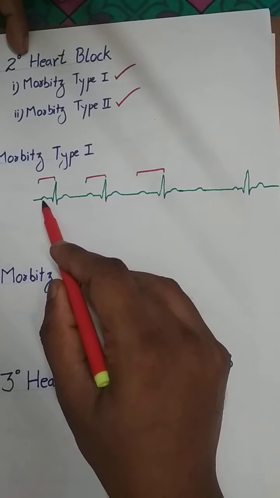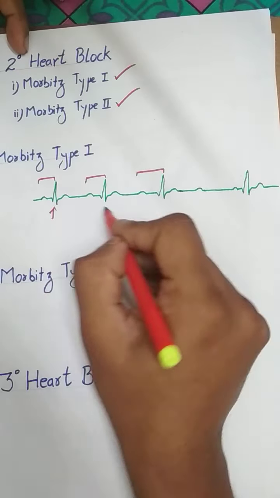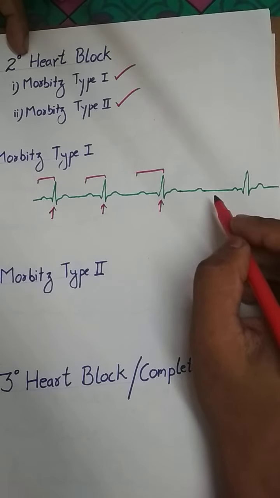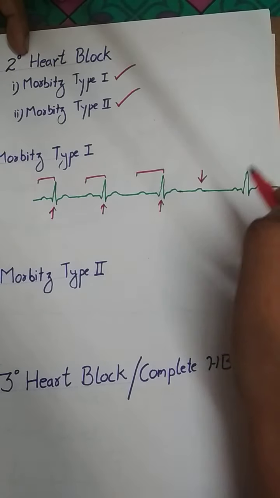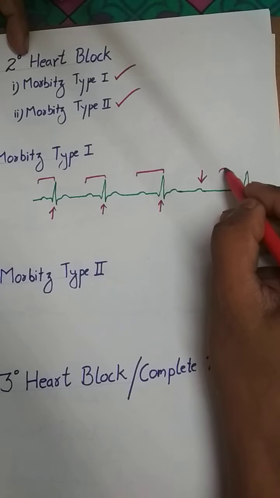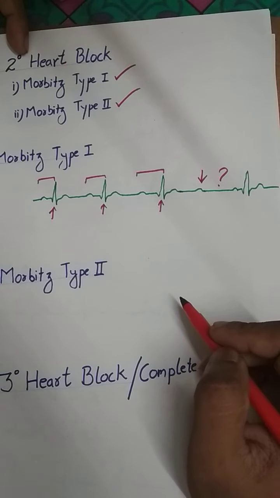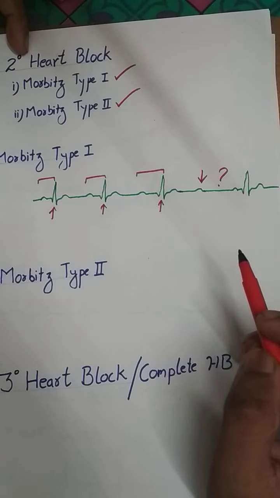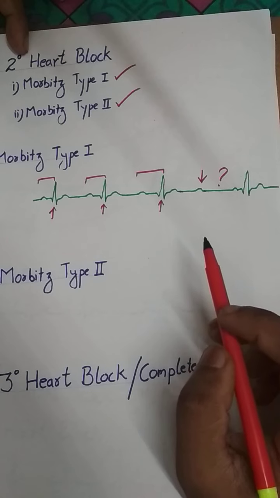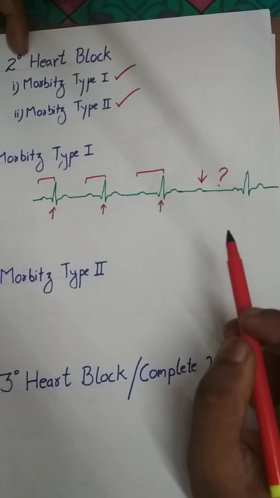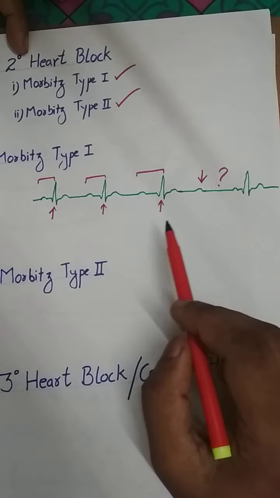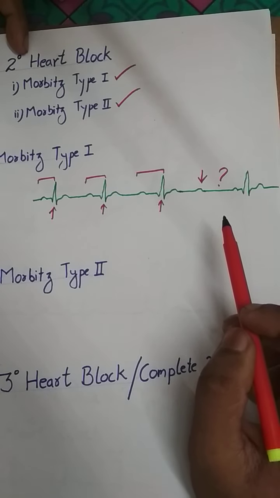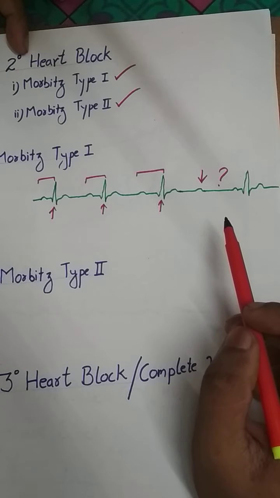Initially P waves are followed by QRS complexes, with just a prolonged PR interval, but eventually there would be a P wave that is not followed by a QRS complex. This is the typical ECG finding of Mobitz type 1. That is, there is a progressive increase of PR interval, then there is a failure to conduct. So this is the second degree heart block subtype Mobitz type 1, also called two-way block or Wenckebach phenomenon.